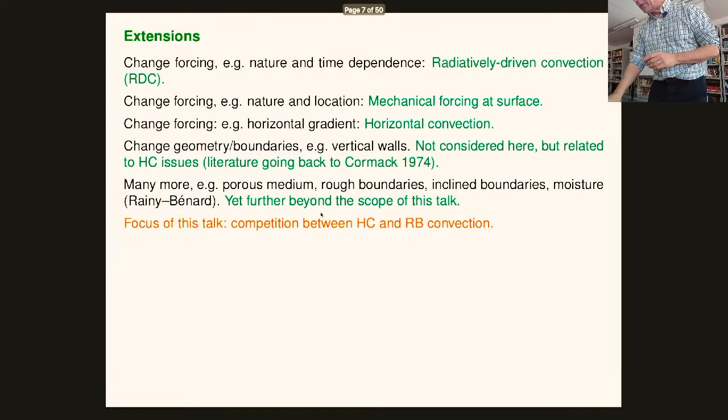Okay, so that's the equations. And so you might say, well, Rayleigh-Bénard's great, but the real world's more complicated. So here I've listed all the things you can do to go beyond Rayleigh-Bénard. You could say, okay, I could change the way I force the system. It's not just hot and cold. I force it with some kind of periodic dependence.